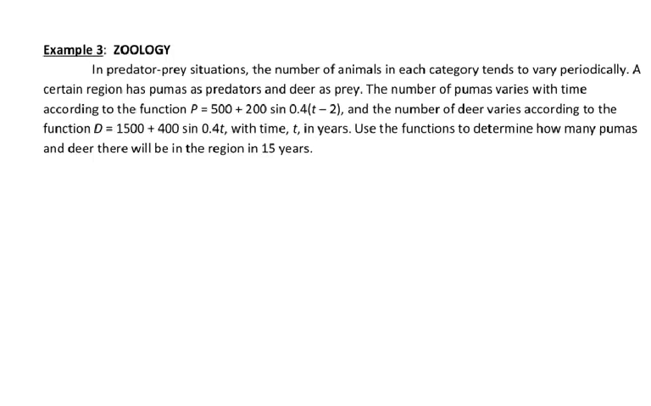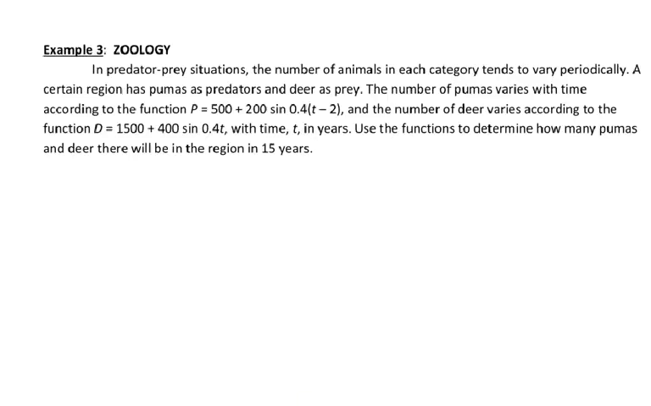A certain region has pumas as predators and deer as prey. The number of pumas varies with time according to the function p equals 500 plus 200 sine of 0.4t minus 2. And the number of deer varies according to the function d equals 1500 plus 400 sine of 0.4t with time t in years. Use the functions to determine how many pumas and deer there will be in the region in 15 years.